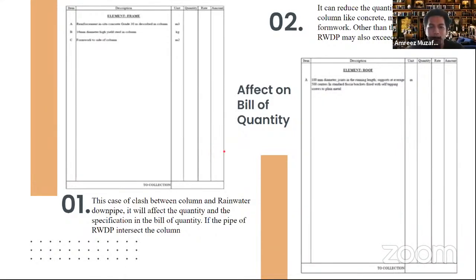Based on this project, we didn't have any BQ. So we made one example of a BQ related to the spec and the quantity. In this case, like Rex said before, the clash between the column and the rainwater downpipe will of course affect the quantity and spec. It will also affect the quantity in the column, like reinforcement, concrete and formwork. So maybe the quantity of the rainwater downpipe will exceed the actual quantity in the project.